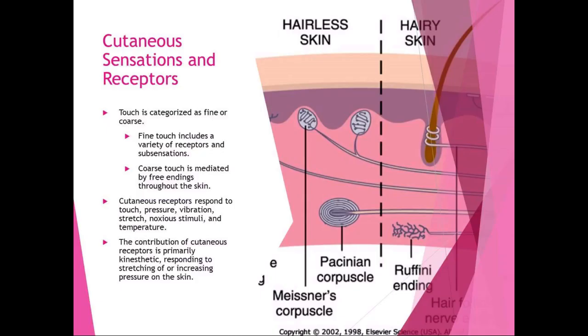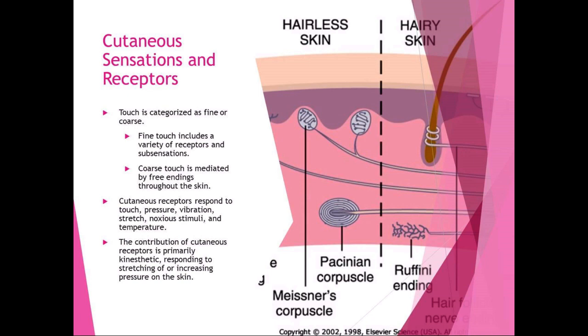So in the cutaneous or subcutaneous areas, we have receptors encoding information that we're getting. Touch is either categorized as fine or coarse. Fine touch includes a variety of receptors and subsensations. You can know the names of the different receptor endings, but it's not one of the learning objectives. The Meissner's corpuscles, and the hairs on your skin, detect fine touch. Coarse touch is mediated through free nerve endings throughout the skin.